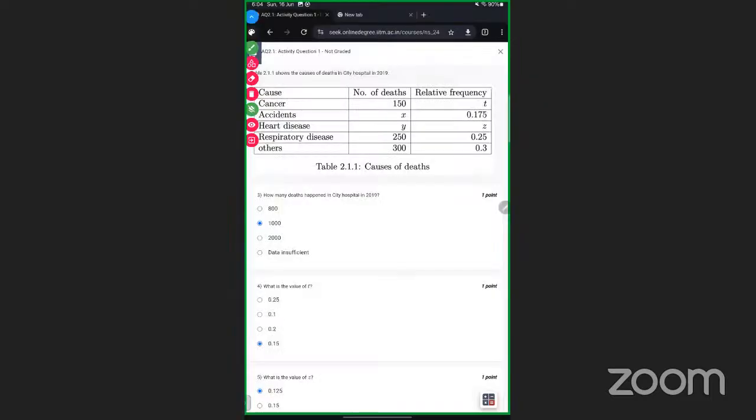See, the thing is, relative frequencies should total to 1, right? Someone asks whether we will discuss the practice assignment. Yeah, we'll go there. First we'll cover the activity questions one by one, then we'll go to the practice assignment.